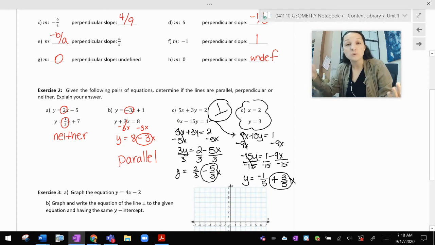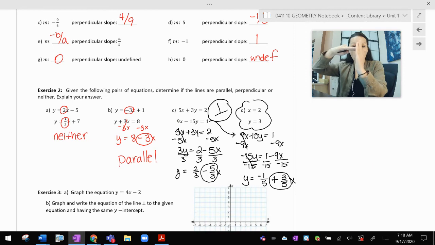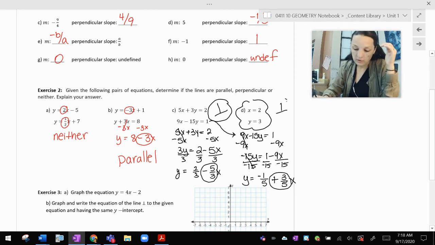And then last but not least, x = 2. When you have x = a number, that's a vertical line. Y = 3 is a horizontal line. Horizontals and verticals are perpendicular.